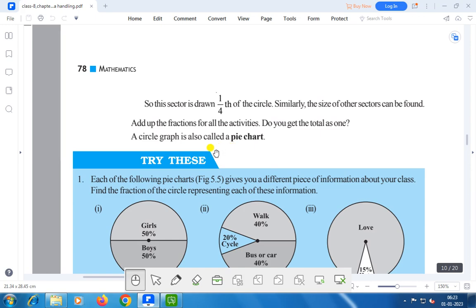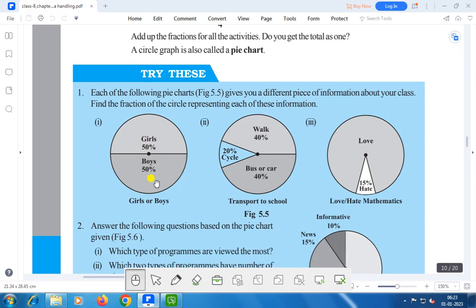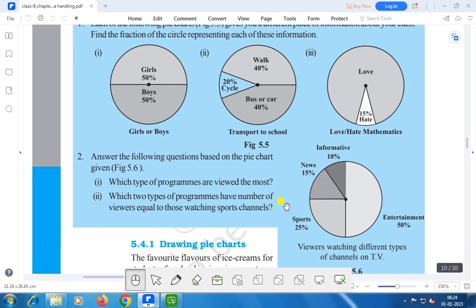A circle graph is called a pie chart. Each of the following pie charts gives you a different piece of information about your class. Find the fraction of the circle representing each of this information. This is 50% girls, 50% boys. Walking 40%, cycling 20%, bus or car 40%. Hate 15%, love 100 minus 15, that is the percentage, right?